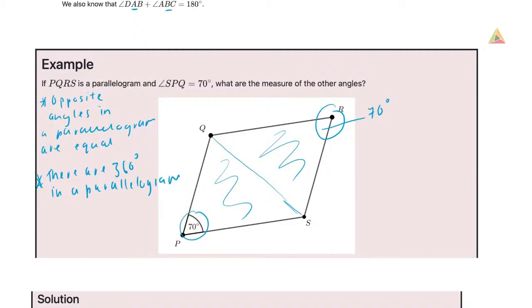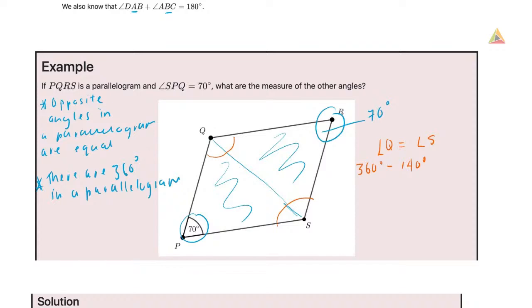Now, we have just said that the opposite angles in a parallelogram are equal, so we've dealt with the angle P and R. Now we'll deal with the angle Q and S. Both of those are equal as well, so the angle Q is equal to the angle S. We've dealt with the 70 degrees and 70 degrees, so that's 140 degrees. What's left is going to be 360 degrees minus 140 degrees, and that will give us 220 degrees.